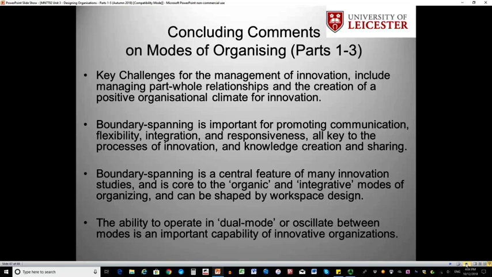Firstly, the key challenges of managing innovation include managing that whole-part relationship. Innovation includes lots of different activities, but to be successful you need to manage them holistically. So how do we manage those part-whole relationships, and create the positive cultural environment that allows individuals to feel engaged with innovation, and a process that takes an idea from inception through to commercialization or successful implementation?